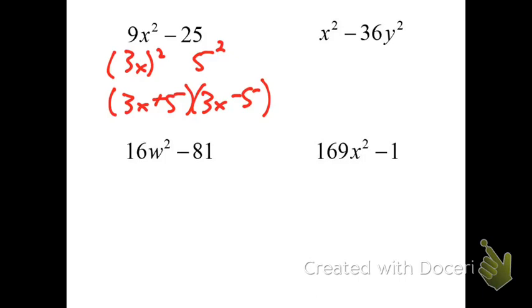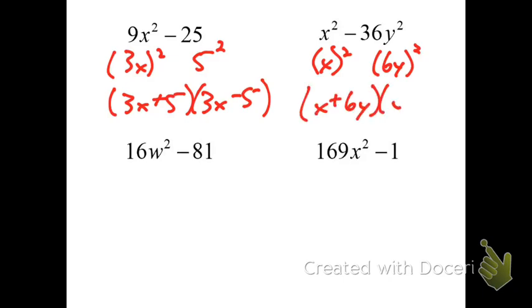And so there's that. So this x squared is the square of x. Now this one, 36y squared, is the square of 6y. All right, 6 squared is 36, y squared is y squared. So then we have x plus 6y, x minus 6y. And then you're done. All right, now this one is tricky right here.